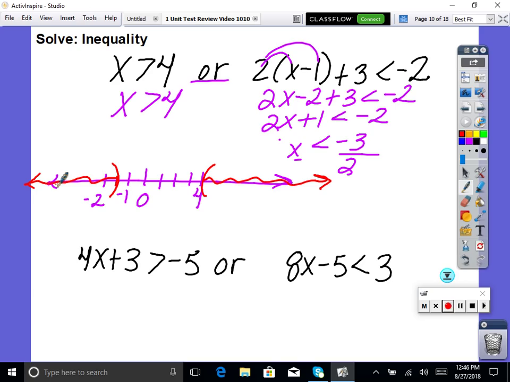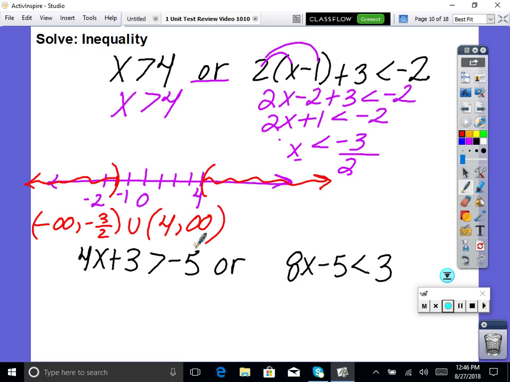How we would write it in interval notation is either or answer gets to come. So negative infinity up to negative 3/2. Union or parenthesis. Remember, you got to keep these consistent. Parenthesis or bracket depending. And it was parenthesis, 4 to infinity.